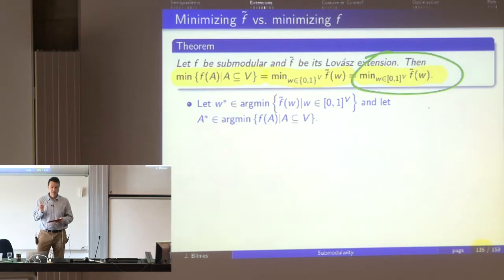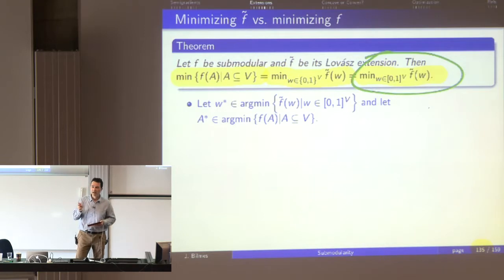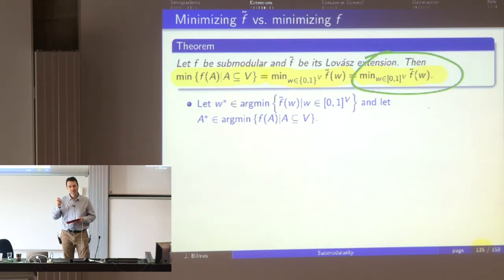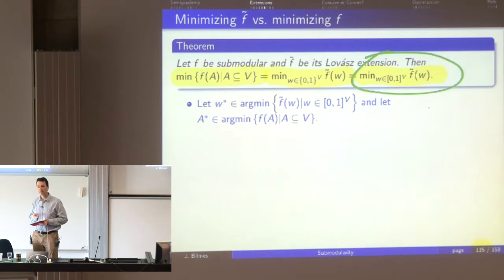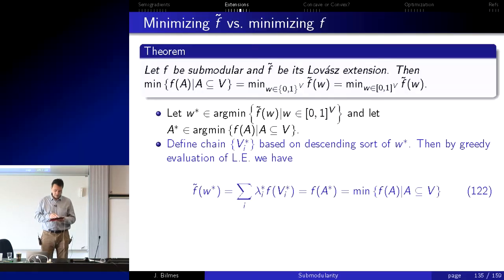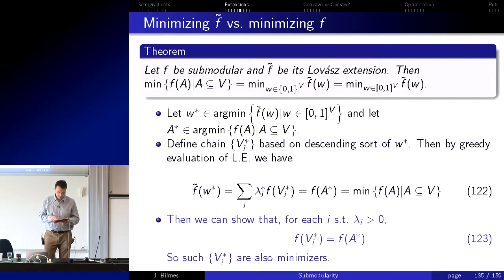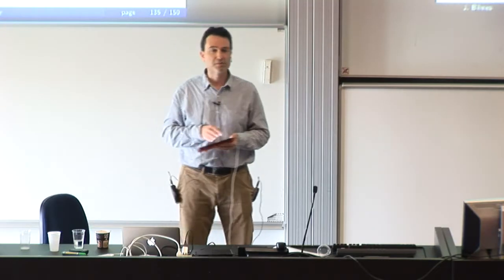And this theorem was the first critical step that allowed people to prove the polynomial time solvability of submodular function minimization back in the very late 70s, based on the ellipsoid algorithm and using a separation oracle, using this essentially as a separation oracle. So I'm going to skip this part. But are there any questions about this theorem or the Lovász extension?